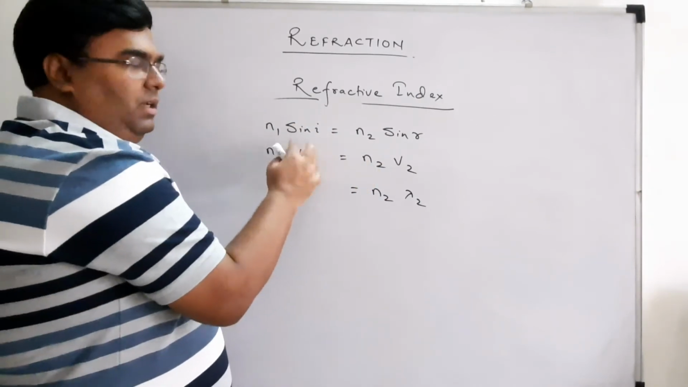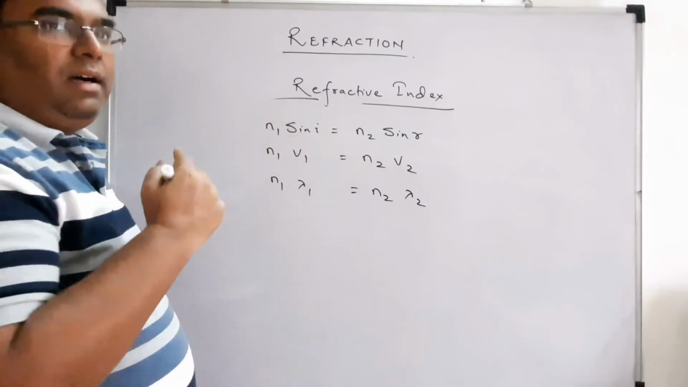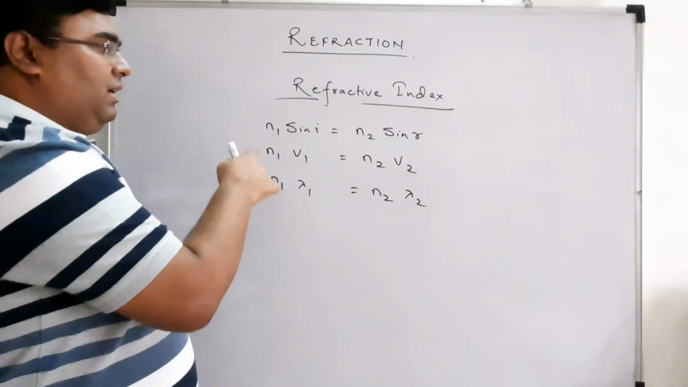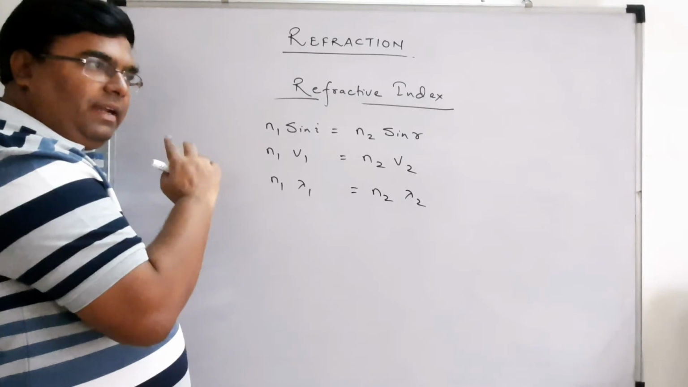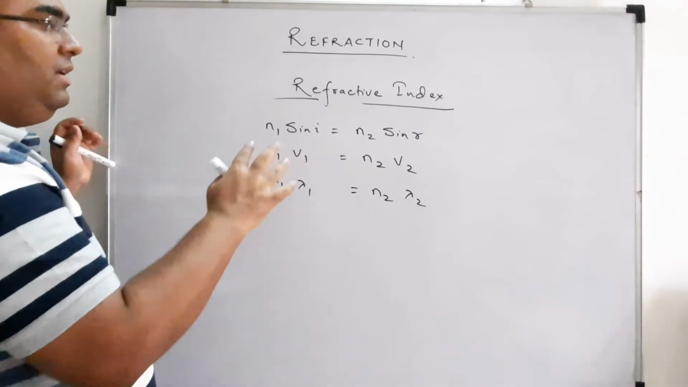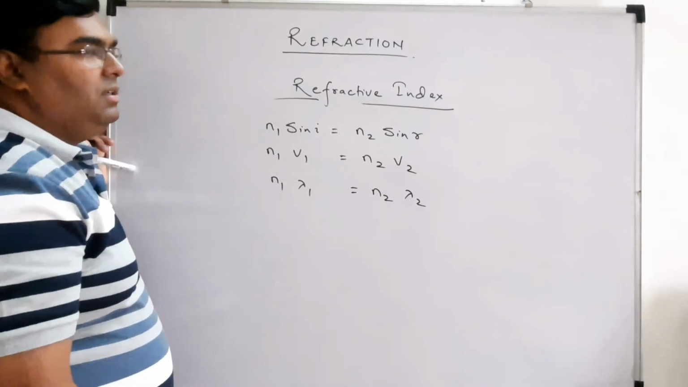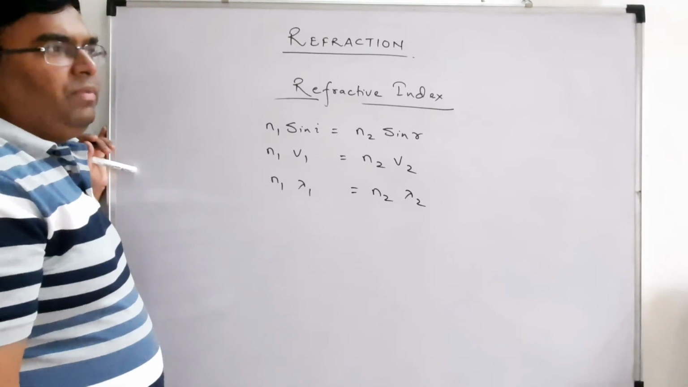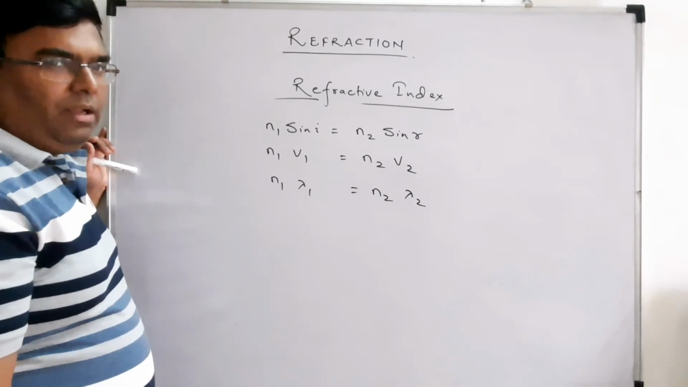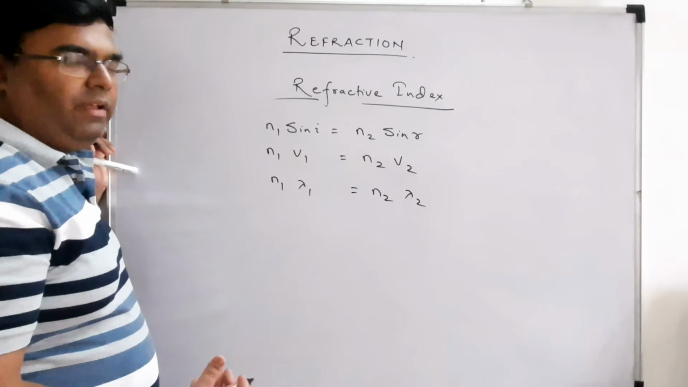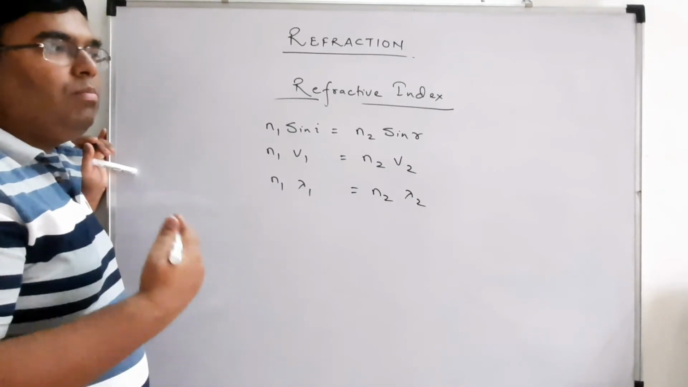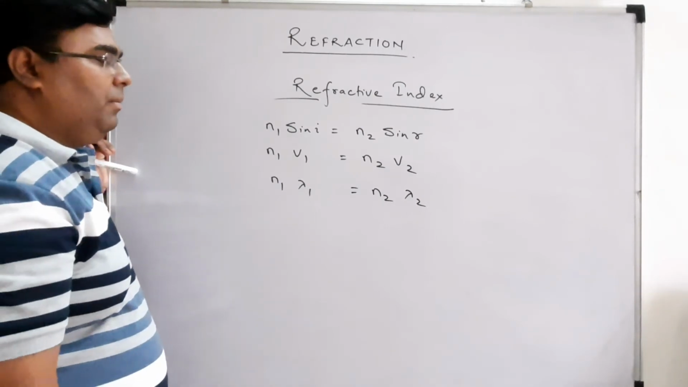Similarly, if the angle is more, the refractive index is less, right? So this is the relationship between these three things. And one more thing, we know about denser medium and rarer medium. A denser medium is one where the refractive index is more than that of the rarer medium.